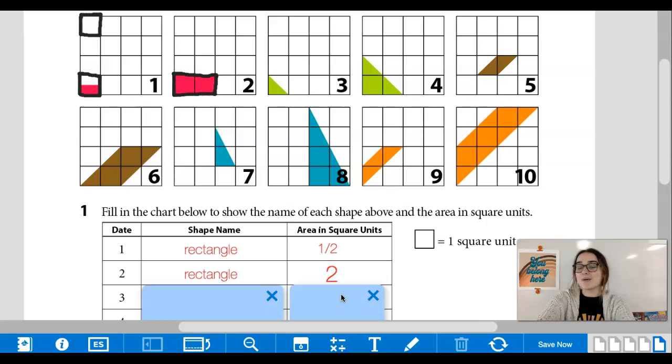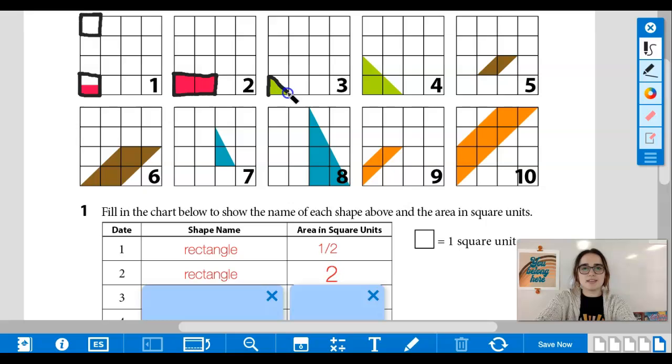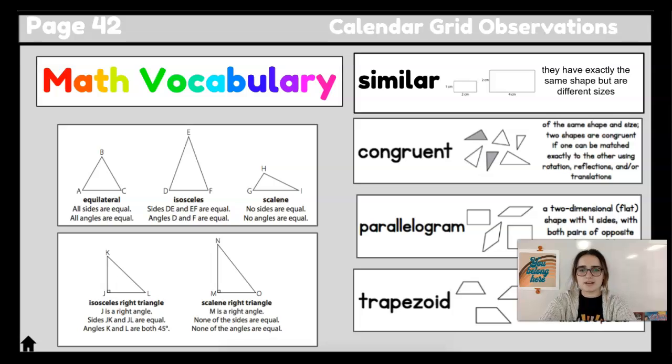All right, now is where our triangle vocabulary is going to be really helpful. Let's take a look at card number 3. Notice this shape here. Right. So we know that this is some sort of a triangle, right? But if we look back at our vocabulary, what kind of triangle do we think this is?